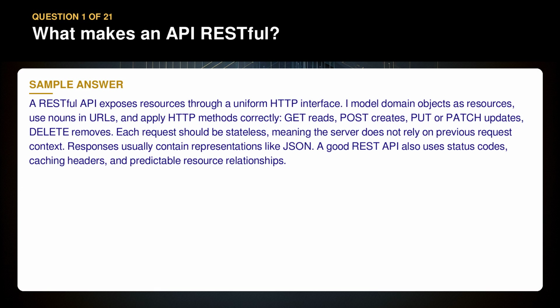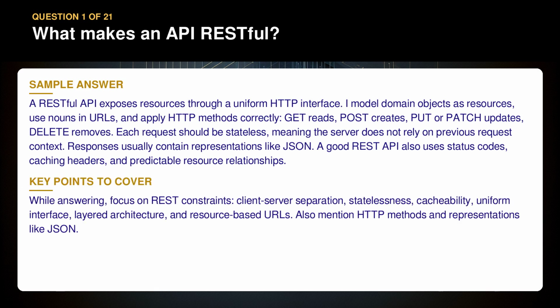A good REST API also uses status codes, caching headers, and predictable resource relationships. While answering, focus on REST constraints: client-server separation, statelessness, cacheability, uniform interface, layered architecture, and resource-based URLs. Also mention HTTP methods and representations like JSON.